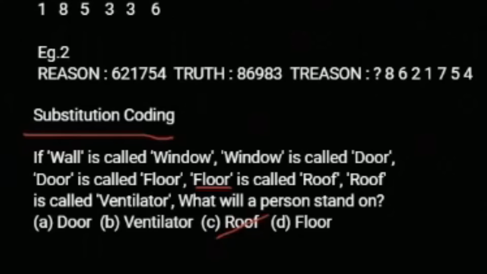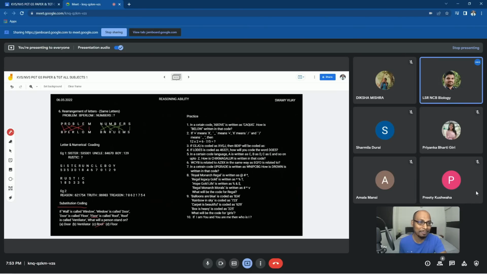The reason is it is given in the code. What is that code? Substitution coding. If Rajesh is called Diksha, if Diksha is called Priyanka, then who is Rajesh? Diksha. See, if I go with the first level, Rajesh is called Diksha, Diksha is called Rajesh, then who is Diksha? Rajesh. Now second level, if Rajesh is called Diksha, Diksha is called Priyanka, and Priyanka is called Rajesh, now who is Rajesh? Priyanka.